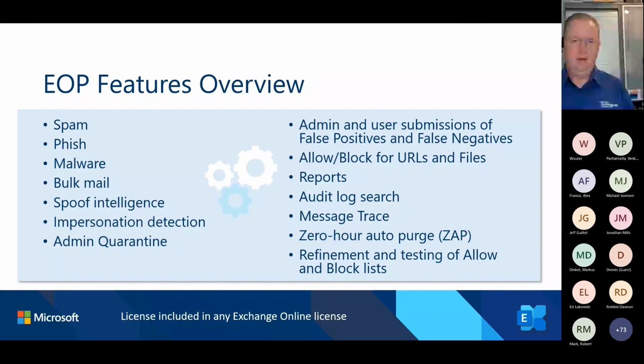If we talk about EOP basic features, and these features are available, by the way, in every Exchange Online license, we talk about spam, phish, malware detection. We talk about bulk mail detection. We also talk about spoof intelligence, so intelligence from the AI in Azure to understand who's spoofing you or who wants to spoof you, so you can take action on that. It also includes allow/block for URLs or files, audit log search, of course, message trace, and zero-hour auto purge, ZAP.